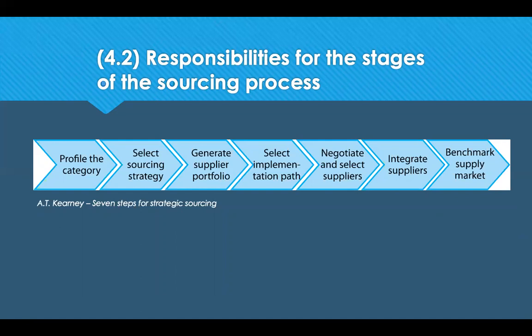But also ultimately it comes down to sort of profiling the category, grouping things together that are meaningful and similar, selecting the right sourcing strategy, whether that be to source locally, globally, internationally, dual source, multi-source, single source. Generate that supplier portfolio of possible suppliers and then select your implementation path, whether that be an invitation to tender, an RFQ, or a negotiation of some description. Then you go off and select your supplier, integrate them into your business and benchmark them at the very final stage.